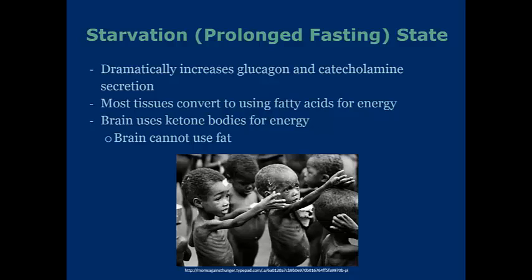The last one is starvation, or prolonged fasting state. You're going to see dramatic increases in glucagon and catecholamine secretions as we try to break down our internal structures for energy sources. Most tissues will convert to using fatty acids for energy or ketone bodies if it's absolutely desperate. Take note that the brain uses ketone bodies for energy but cannot use fat.